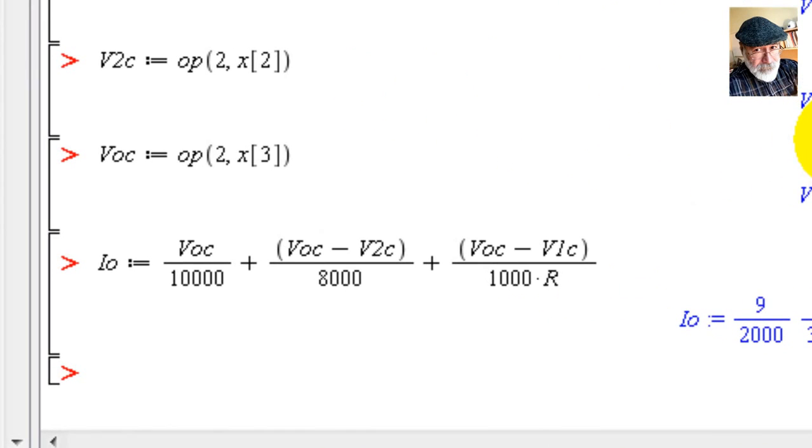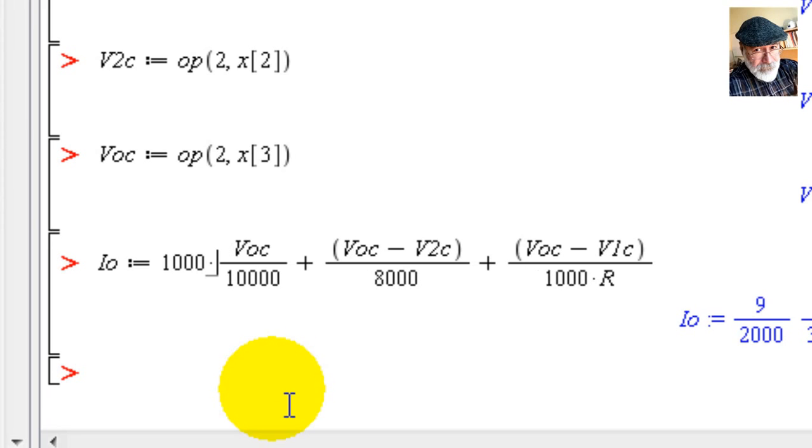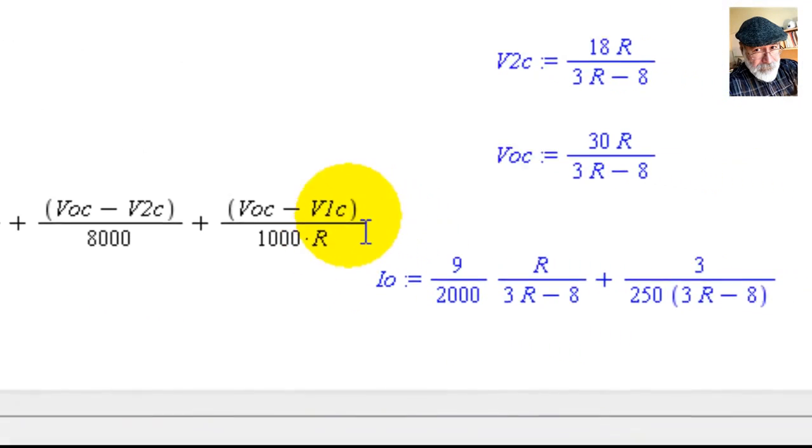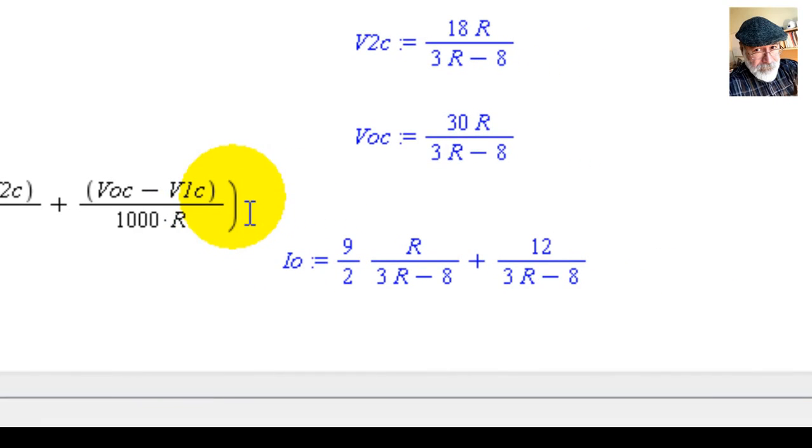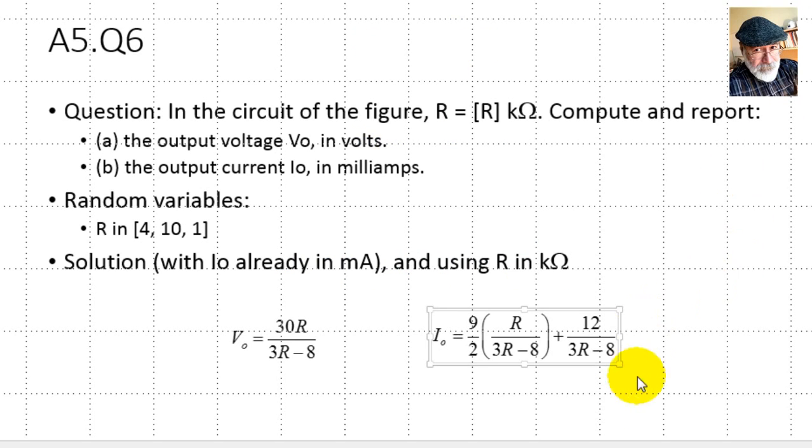However, the student expects to see the value in milliamps, so let me multiply all of this by 1,000. 1,000 times parentheses all that expression, and now I have I0 in milliamps, and that is the expression we're going to give the rovers, the programmers of CIS, the Center for Instructional Support of the Faculty of Applied Science.